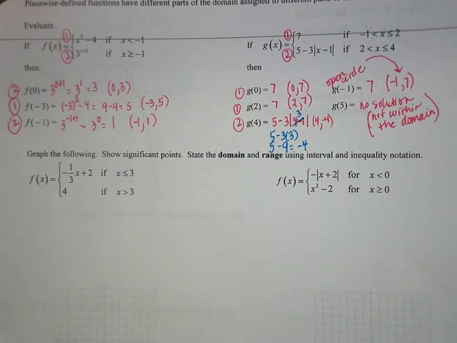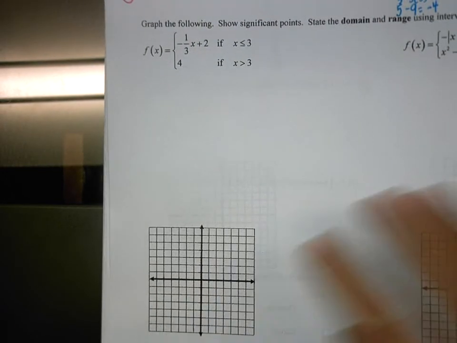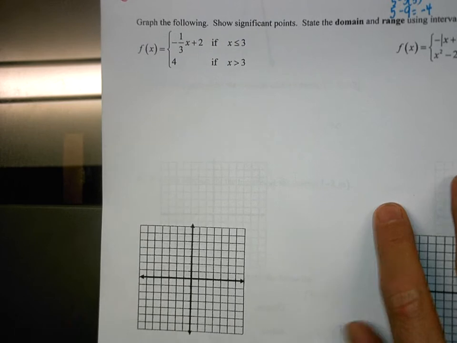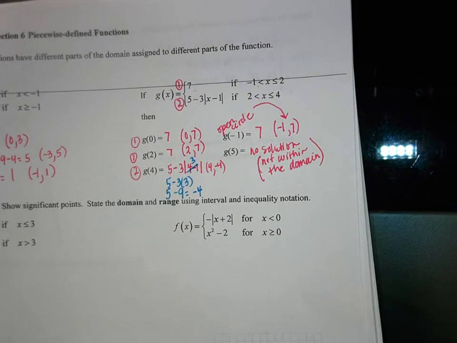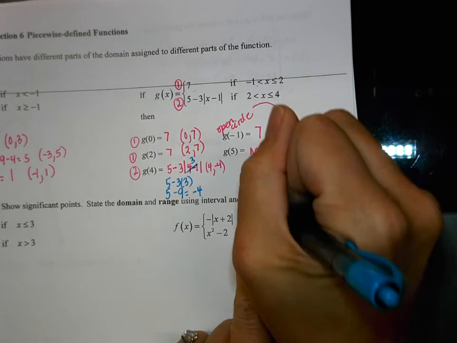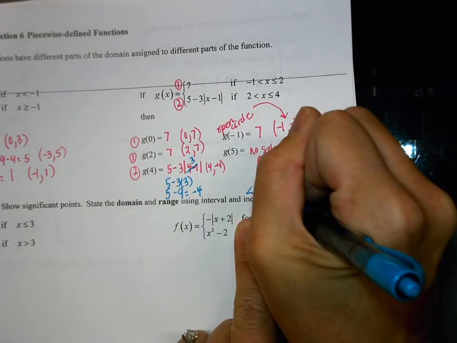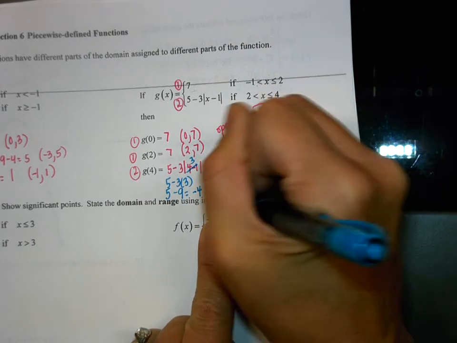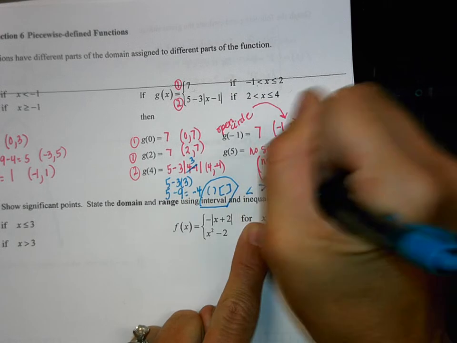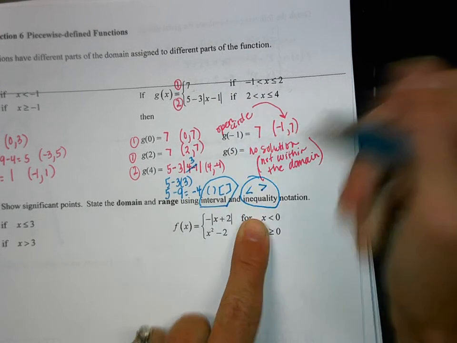So we're going to start using our graph and figuring all this stuff out. On this next question, it says graph the following, show significant points, and then we'll state the domain and range using interval and inequality notation. I noticed on some of your quizzes, actually a lot of them, remember that inequality is when you're using the less than and greater than signs, and intervals are where you're using your parentheses and your brackets. Okay, so that's interval, and this is your inequality. All right.